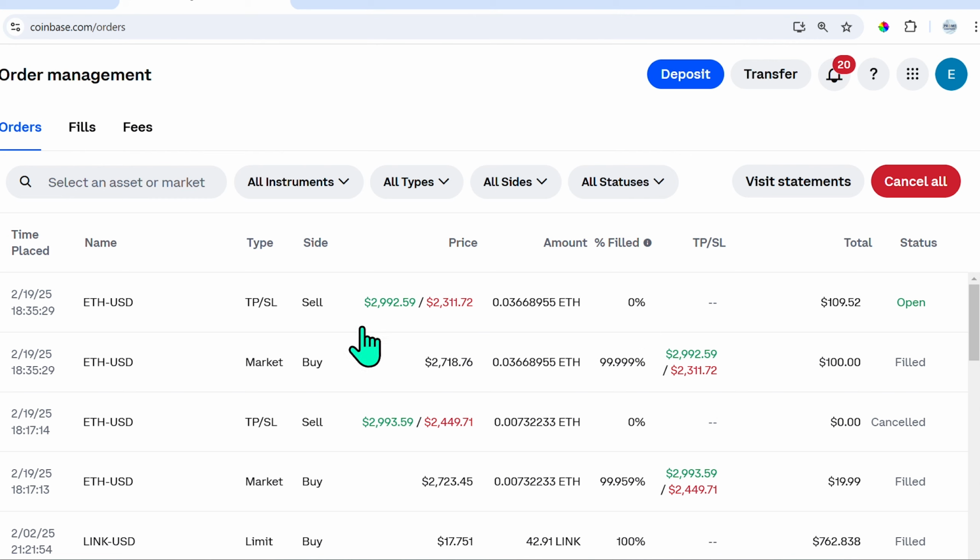That being said, if the price of Ethereum exceeds this price in green or drops below this price in red, you will see that your $100 of Ethereum will be liquidated, the position, and you will either take a profit if it hits the green, or you will take a loss of 15% if it hits the red.